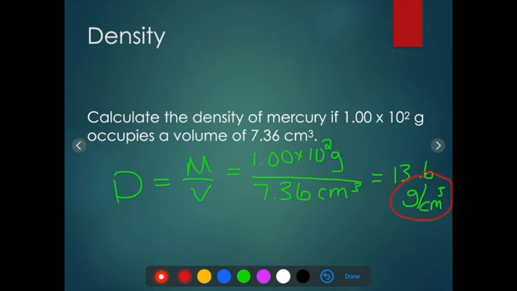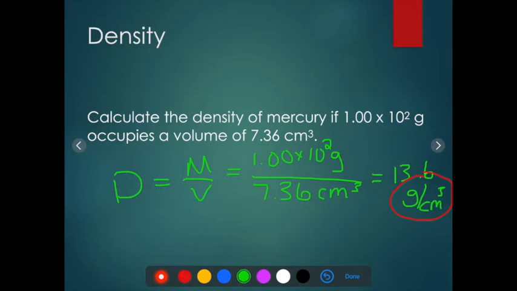So not all density questions are like this. This one's pretty easy. I just take the mass divided by the volume. Once we start adding in length times width times height, adding in conversions, density questions can get a little bit tricky, but this is just a very simplified version, okay?